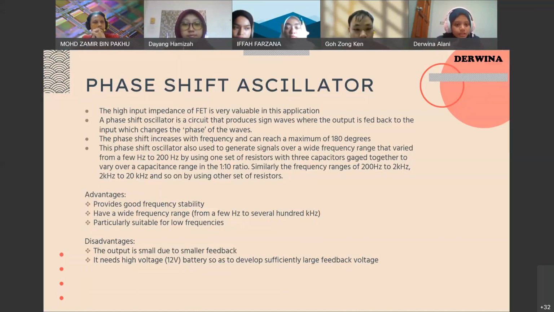The advantage of this application is that it provides a good frequency stability. It have a wide frequency range from a few Hz to several hundred kHz. It also suitable for low frequency, but the disadvantage is that the output is small due to the smaller feedback. It needs high voltage such as a 12-volt battery so as to develop sufficiently large feedback voltage.